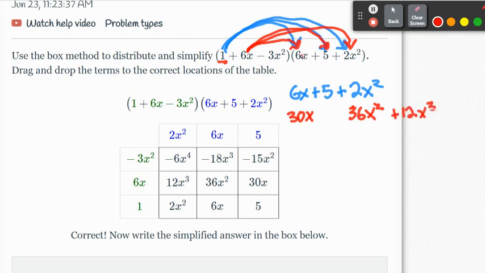And then my final product would be the negative 3x squared. Distribute that in there, so that's going to give me negative 18x to the third. Put that underneath here, negative 18x to the third. Distribute over here, that's going to give me a negative 15x squared. And then I'm going to get a negative 6x to the fourth.